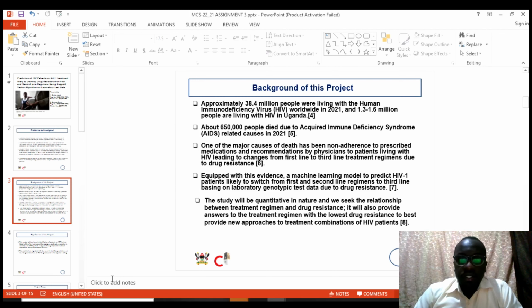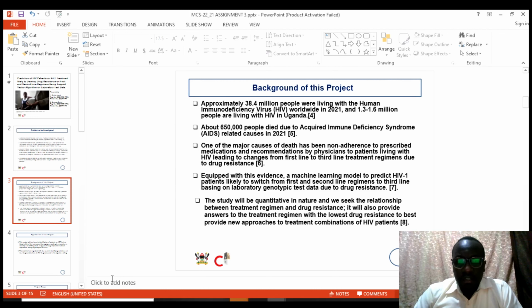Now, equipped with this evidence, we believe in a machine learning model to predict which HIV-1 patients, HIV-1 being the prevalent HIV in the Ugandan setting, are likely to switch from first line and second line regimens to eventually third. We believe this will be best done utilizing laboratory genotypic test data.